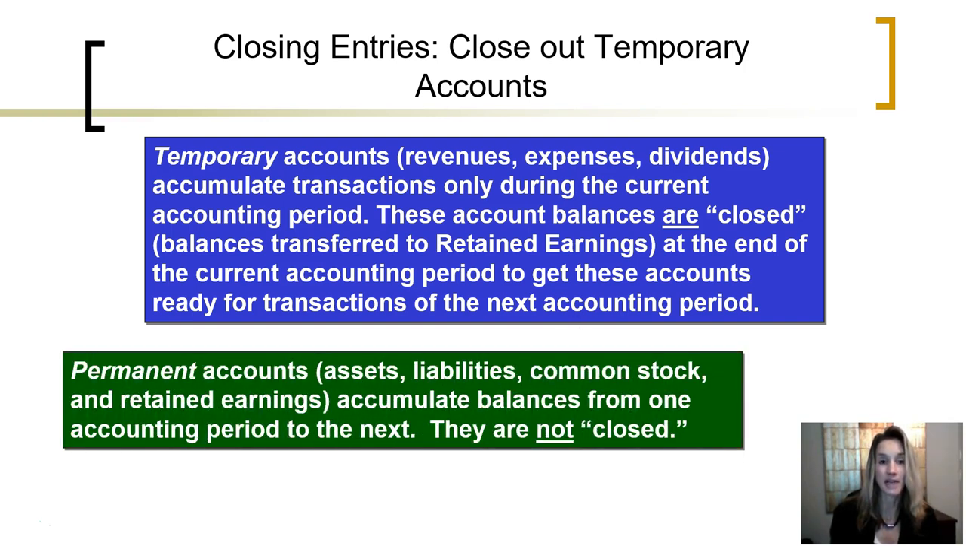All of the other accounts are what we call permanent accounts: assets, liabilities, common stock, and retained earnings. These accounts permanently hold on to the transactions recorded within them. We do not close out the permanent accounts.